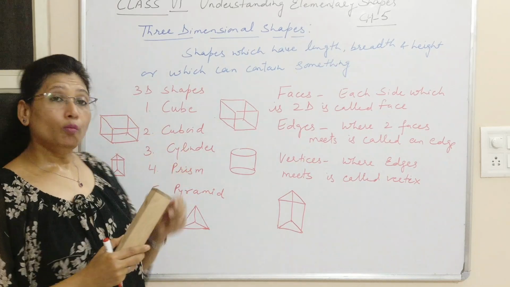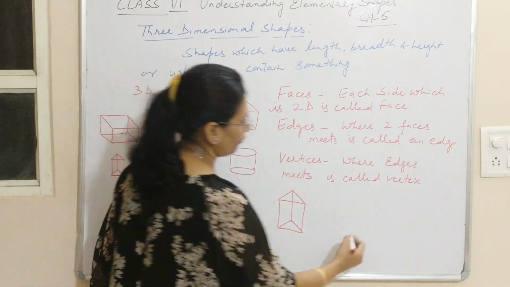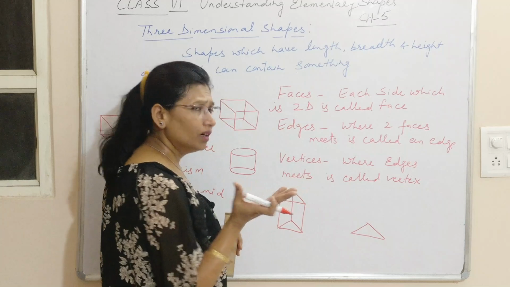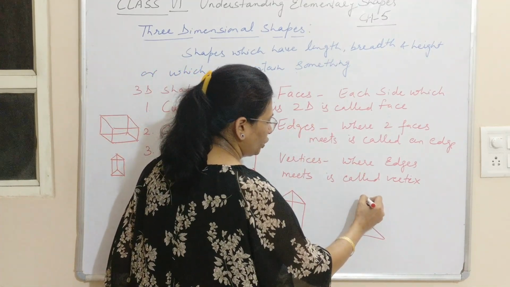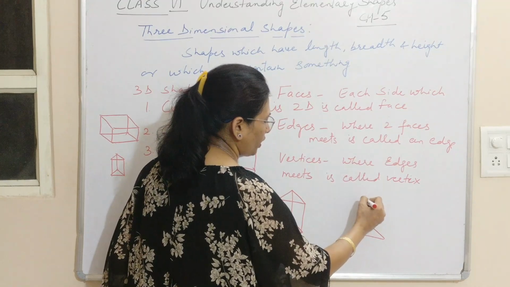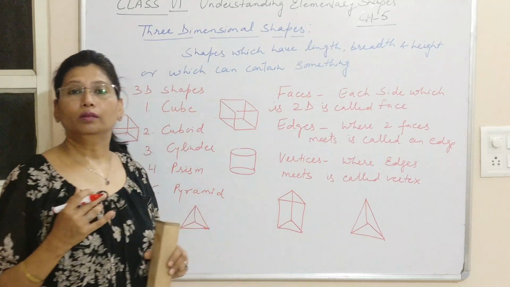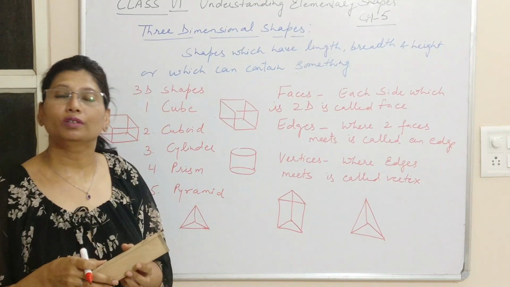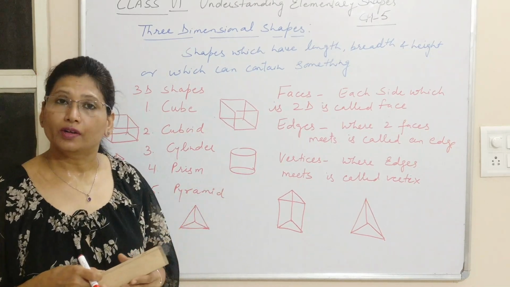Fine. Moving to the pyramid. How do we define a pyramid? A pyramid is like if you have, suppose, a 2-dimensional triangle. We have a point on the top and we join this point to all the points of the triangle. So here we have one triangle and a point on the top. So in fact here you get 4 triangles and this is called a tetrahedron.